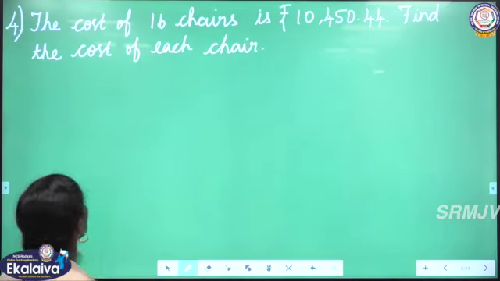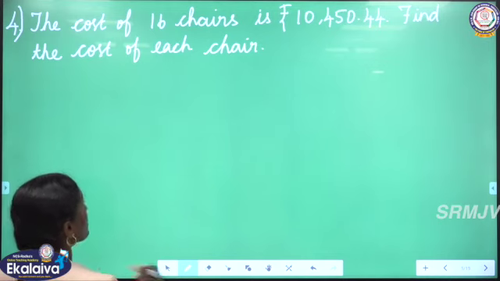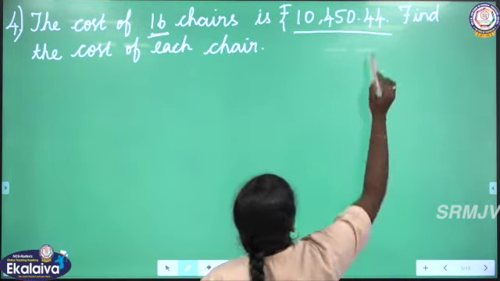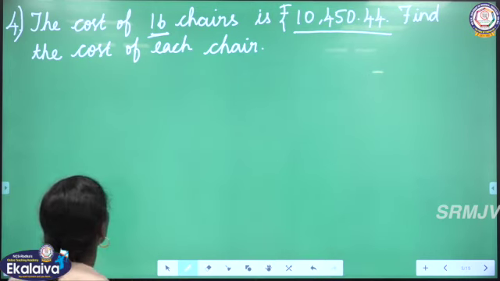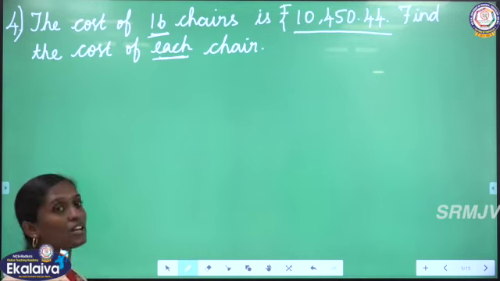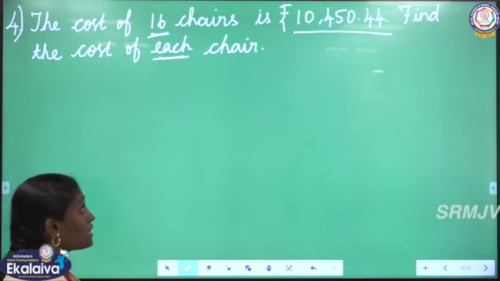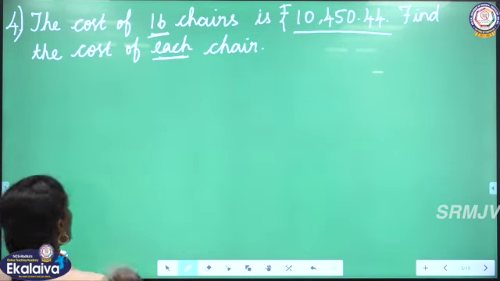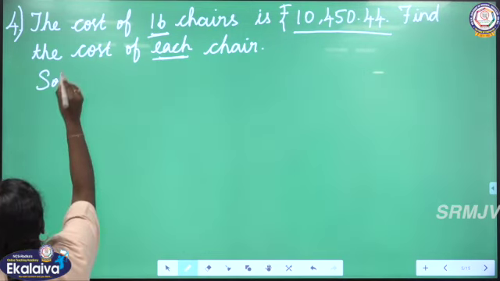The next question, the cost of 16 chairs. 16 chairs is given, that is rupees 10,450.44. Find the cost of each chair. We are going to find the cost of 1. Cost of 16 chairs is given. We are going to find the cost of 1. We have to use division. So, solution.